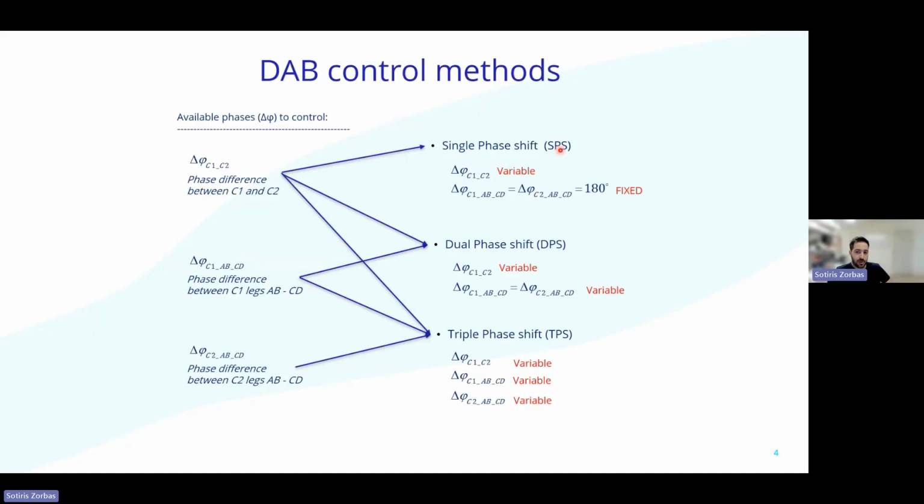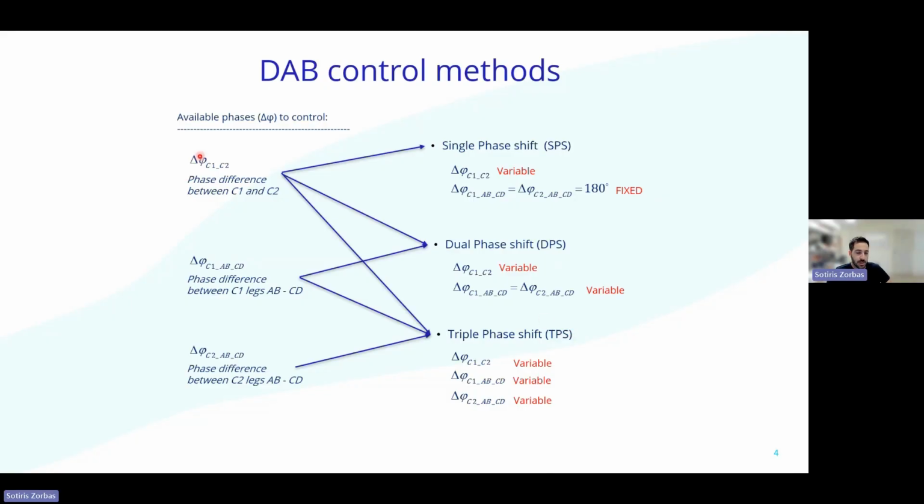Those control methods are about the phase shifts that can be controlled. So the single phase shift controls one phase shift. The dual phase shift controls two, and the triple phase shift controls all phase shifts possible.